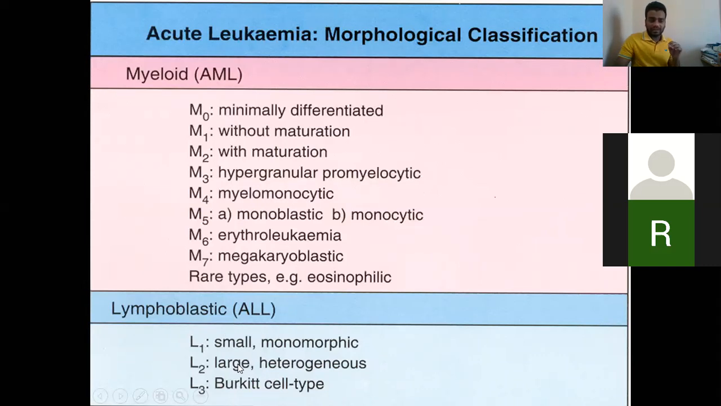In lymphoblastic, in L1 you will see small monomorphic cells. In L2 you see large heterogeneous cells, and in L3 you see Burkitt's cell type. When I talk about lymphoblastic, I'm talking about T cell and B cell, but this Burkitt's cell type is a kind of cancer, like non-Hodgkin lymphoma. There is also something called Hodgkin lymphoma. Burkitt's lymphoma is a form of non-Hodgkin lymphoma in which cancer starts in the immune cells, that is B cells. As I told, in lymphoblastic leukemia I'm talking about T cell and B cell cancer. Is that clear till now?